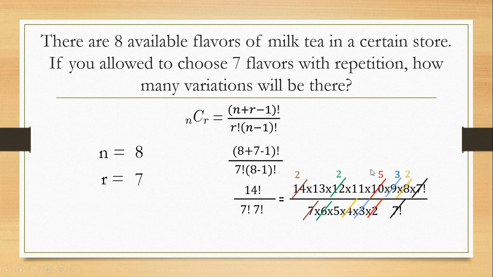What else can we cancel here? Since we have 5 in our numerator, we can also cancel 5 in our denominator. There. So, by simplifying, we have 2 times 13 times 2 times 11 times 3 times 2. So, by simplifying, we will get 3,432.